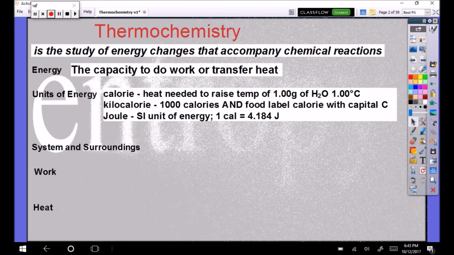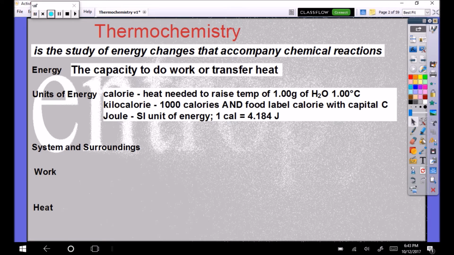Just some review. We have the calorie. We talked about calories briefly last year. It's the heat needed to raise the temp of 1 gram of water by 1 degree. There is a difference between the calorie with a lowercase c and an uppercase C. The uppercase C Calorie is what you see on food labels when we're talking about food calories, and that is actually the same as 1,000 calories, or a kilocalorie.